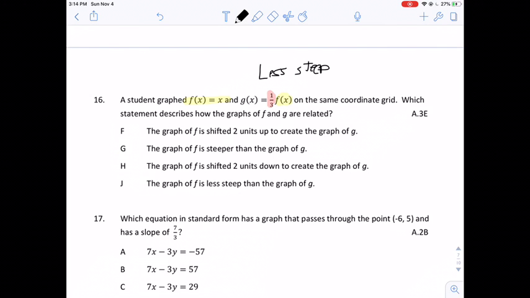The graph of f is shifted. No, we already talked about that. It's not shifted. G, the graph of f is steeper than the graph of g. So far, so good. Let's read the next one. The graph of f is shifted. No, it's not shifted. And J, the graph of f is less steep. No, the one that is less steep is going to be g. So the correct answer is G right here. The graph of f is steeper than the graph of g.